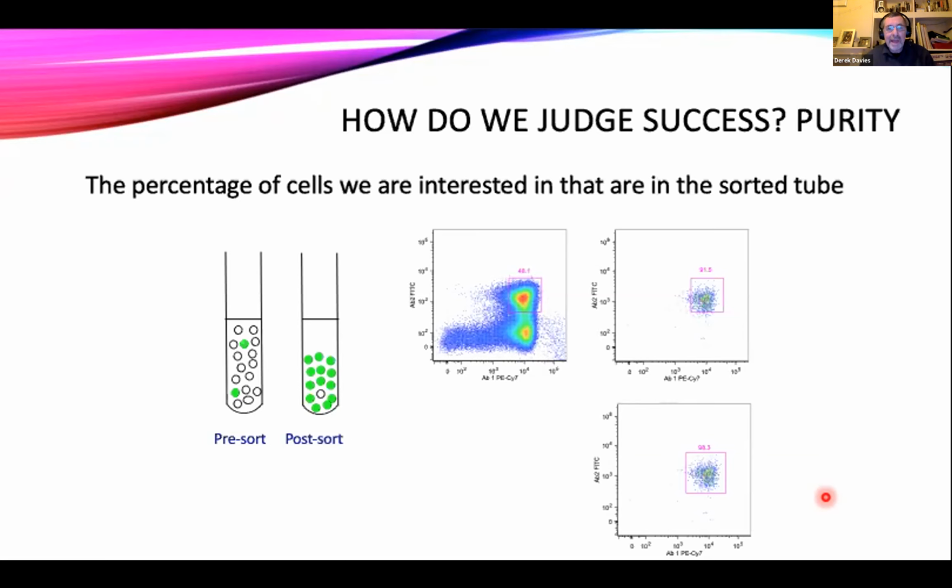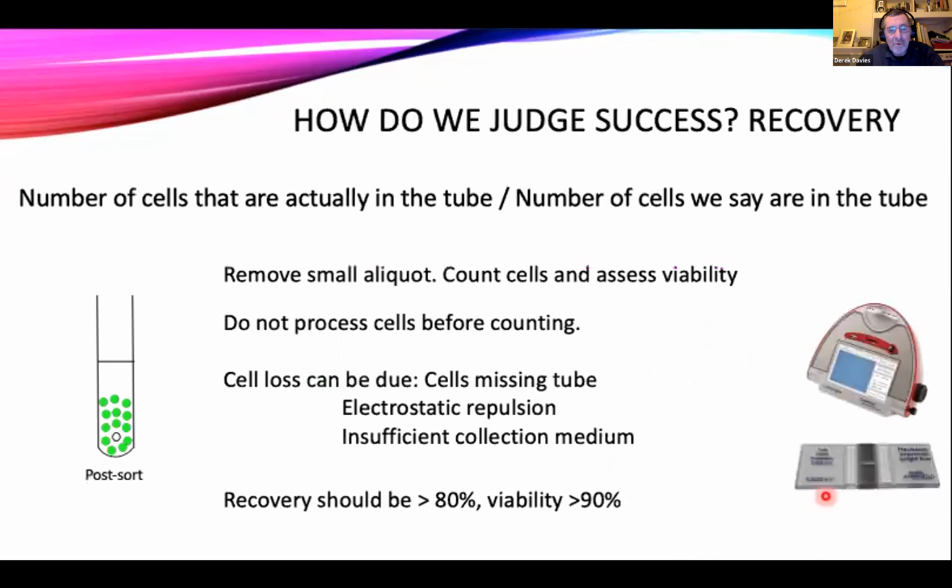So we also want to do a bit of cell counting, and we want to assess what we might call recovery. There's a little bit of controversy about what we mean by yield and recovery, but what I mean by recovery is what proportion of cells that I say are in the tube are actually in there. This is not something we're going to be able to assess today, but it's something that we should get into the habit of assessing with our sorts.